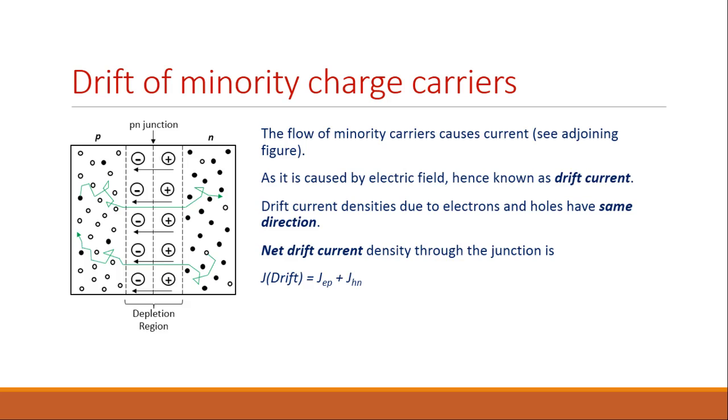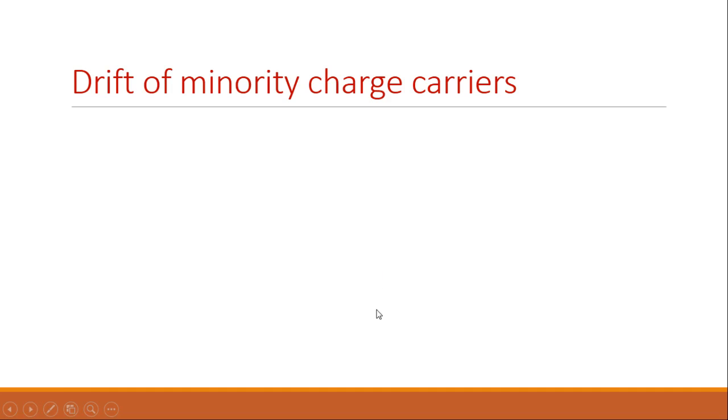The net drift current density through the junction is J drift equals JEP plus JHN, where JEP is the drift current density due to the minority charge carriers, electrons, from their region of origin P. You can see electrons are minority charge carriers in P. So, JEP will denote the drift current density due to electrons from P to N. Similarly, JHN will denote the drift current density due to the minority charge carriers, holes, from their region of origin N. So, that is why the notation is a little bit different from that of a diffusion current density.